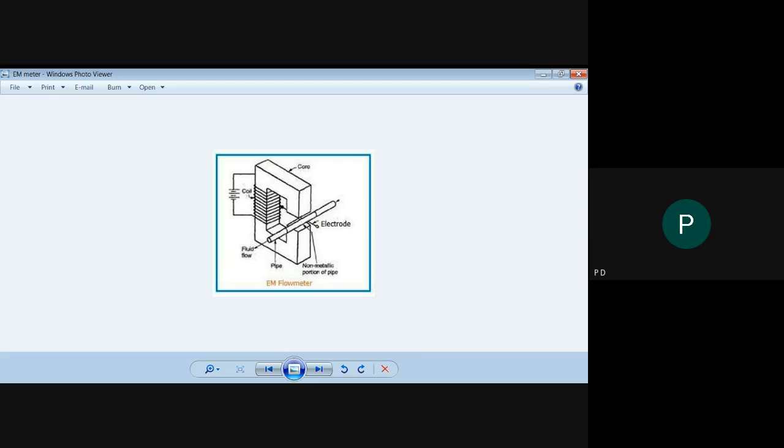Okay, diagram दिसते सगळ्यांना? हो दिसते.